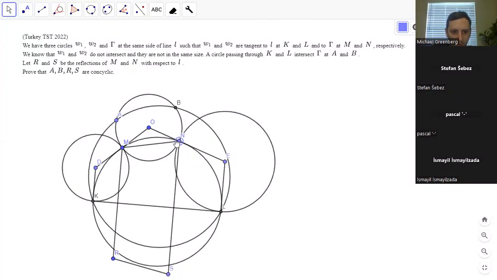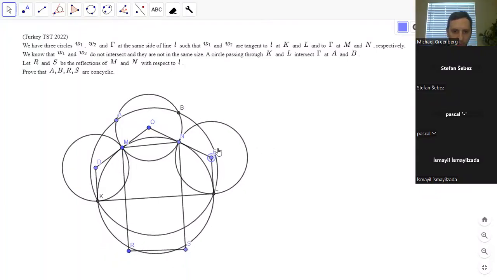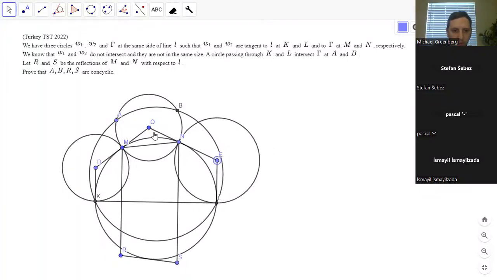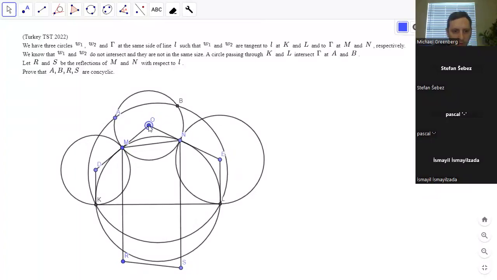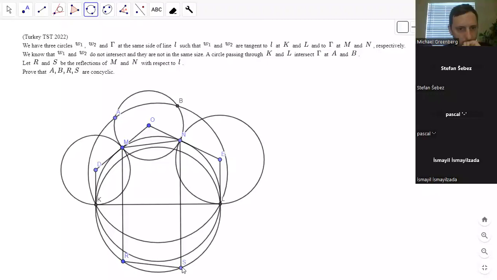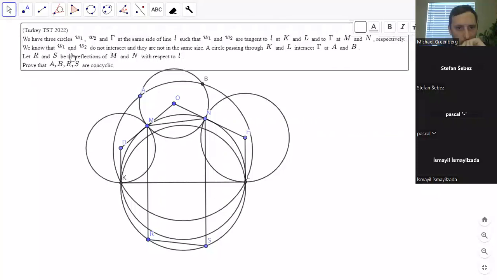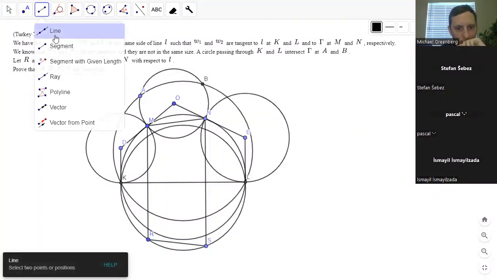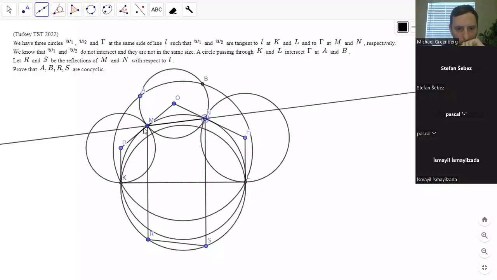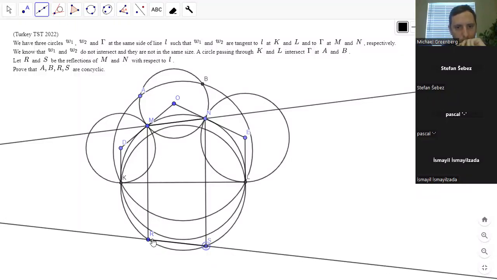Let me try to draw it so R and S don't lie in the circle. So then we would have K, L, R, and S is cyclic. And then you can firstly use radical axis. Actually, no. MN, KL, and RS are concurrent. That is because MN and RS are reflections about the line KL. So that's just by symmetry.